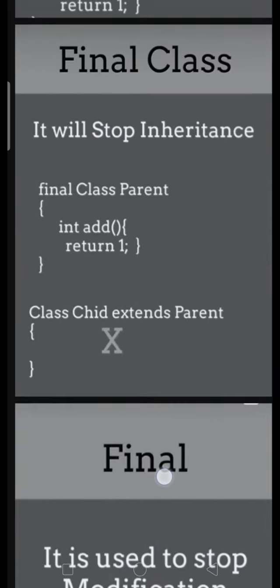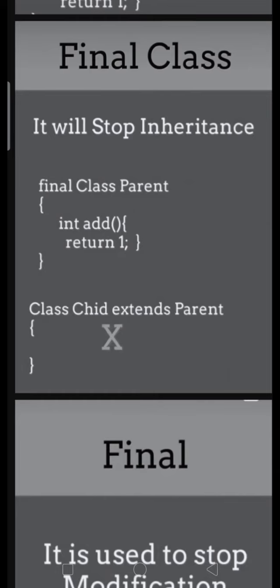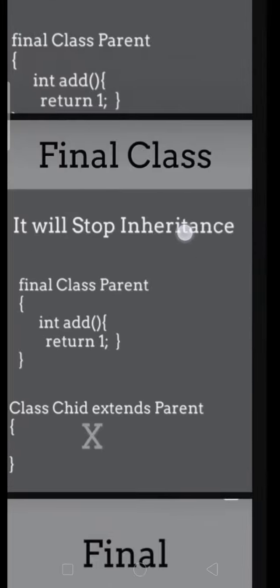Then let's see how it works for a final class. It will stop inheritance. For example, if a final class named Parent is taken, then a child class extending from the Parent cannot be possible, because we cannot change the final class, and it will always stop the inheritance process.